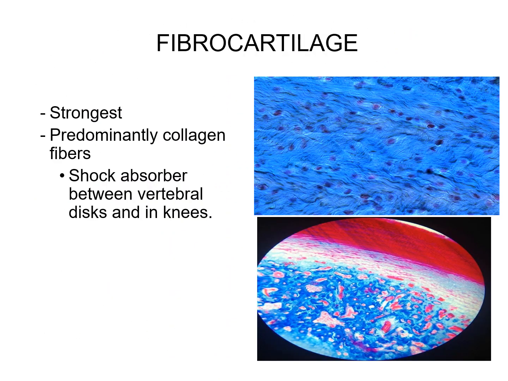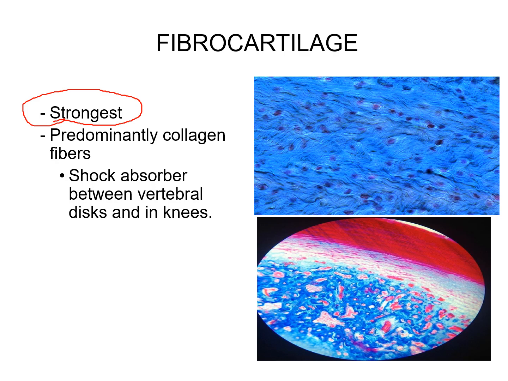Next we have fibrocartilage, and the main key characteristic for fibrocartilage is that this is by far the strongest type of cartilage. And here's why. With hyaline cartilage we just covered, in the matrix there's not a lot going on. It's that smooth glassy matrix, so there's not that much protein content.